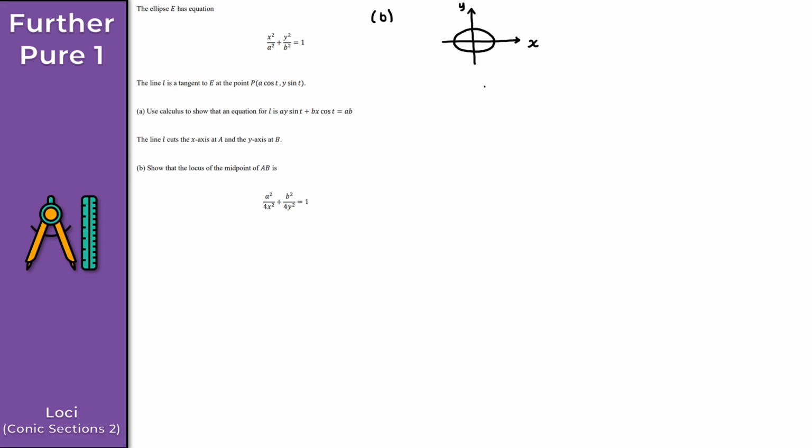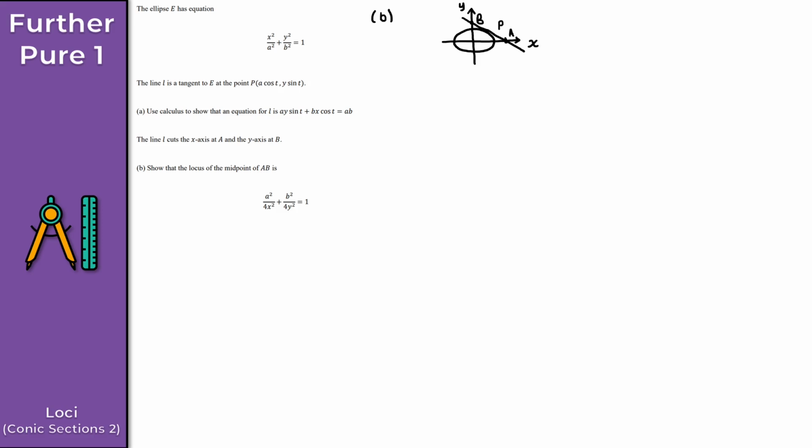Okay, so I've got this point P here. That's the point P. And we have the tangent to E at the point P. So something, say, like this. Okay, that's my tangent there, L. Now this cuts the x-axis at this point here, A. And it cuts the y-axis at this point here, B. Okay, and what we want here then is the midpoint of AB. So what that means then is we need the coordinates of A, we need the coordinates of B, and then we can go on to find the midpoint of AB.